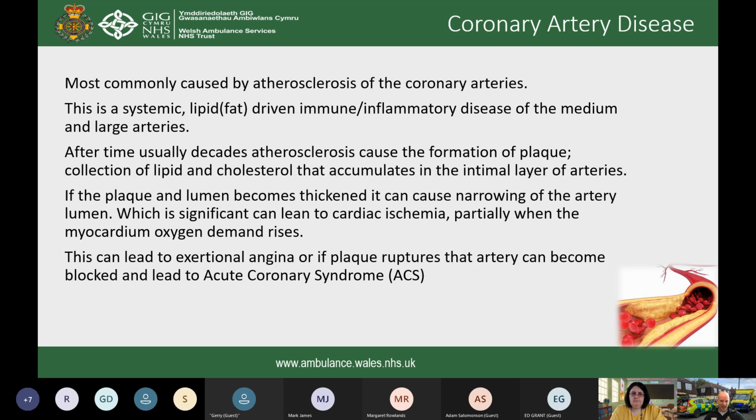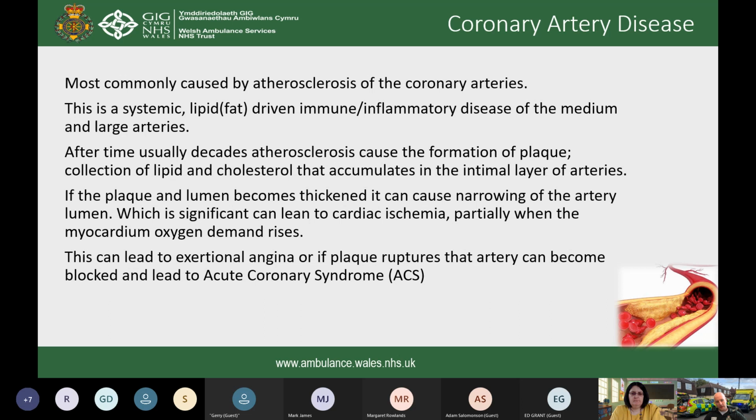Arteriosclerosis, I can't really say it, but it is arteriosclerosis of the coronary artery disease. So that is the symptomatic kind of lipid fat, which is driven by the immune system and the inflammatory disease, and it affects our medium to large arteries, which is normally the left, right, and the circumflex of the coronary arteries.